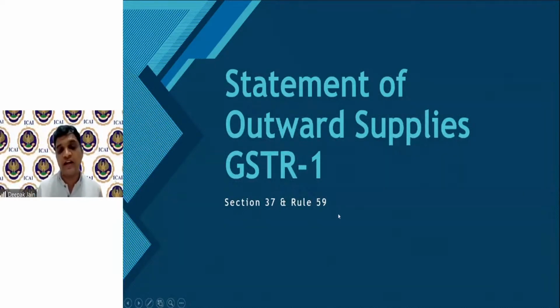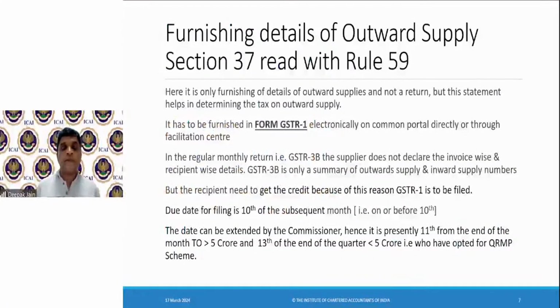Section 37, read with Rule 59, is the relevant provisions for this. Furnishing details of outward supply. Here it is only furnishing of the details of outward supplies and not a return. But this statement helps in determining the tax on outward supply.